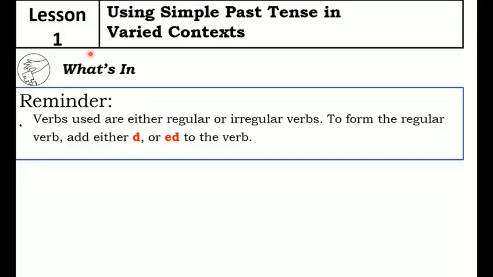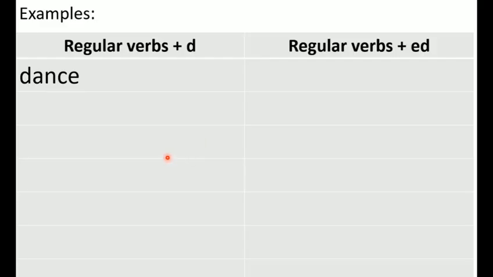Okay, lesson 1, using simple past tense in varied contexts. Okay, reminder, verbs used are either regular or irregular verbs. To form the regular verb, just add d or ed to the verb. Okay. In this column, we have regular verbs, and on the right side, we have irregular verbs. We are going to add d for regular verbs and ed here on the right side.